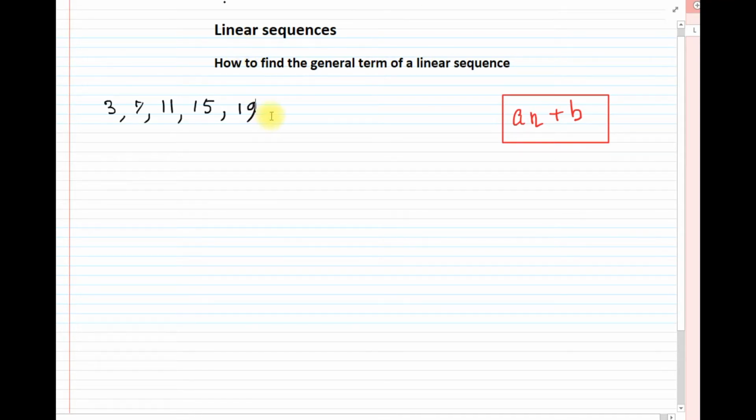This is a video on linear sequences. How do we find the general term of a linear sequence? I have another video which deals with the general term for a quadratic sequence, which is slightly more complicated than this, but the basic approach on both is the same, which uses simultaneous equations. If you need to update your knowledge of simultaneous equations, I have a video on those too, which you can search on the website.